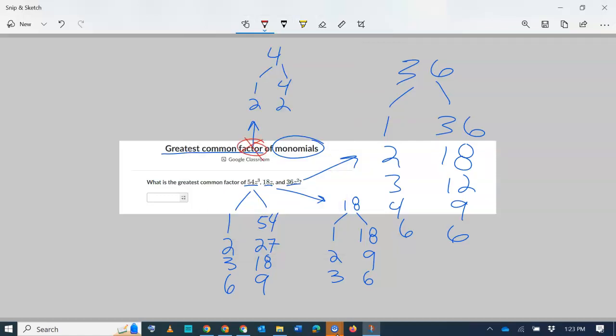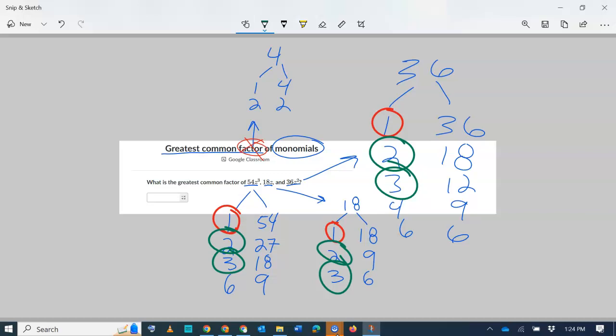Now we got to figure out the common factors of all the numbers. So you can see 1 is here. Got 1, 1, and 1. 1 will always be a common factor of all numbers. Let's go different color. We got 2, 2, and 2. Also a common factor. I see 3s everywhere. 3, 3, 3.